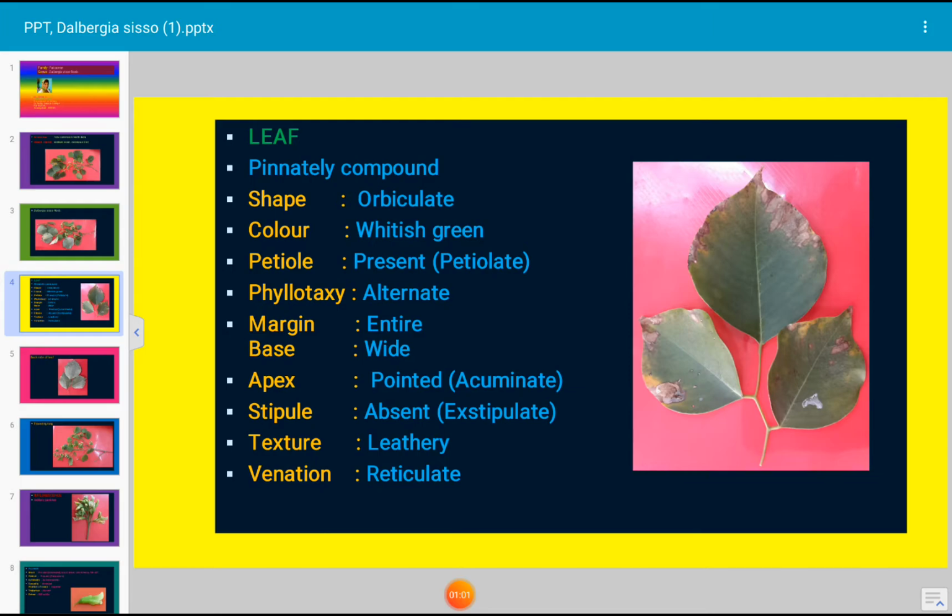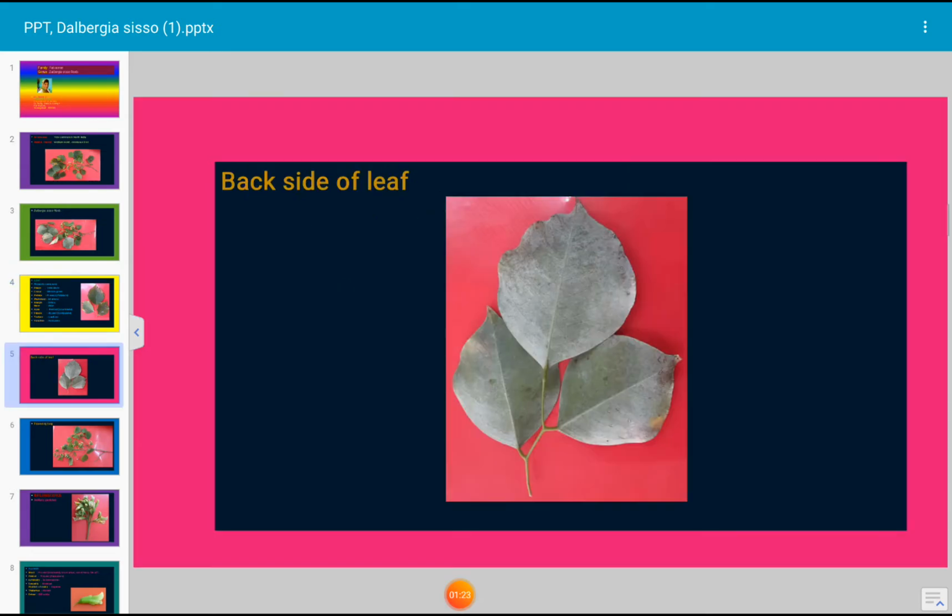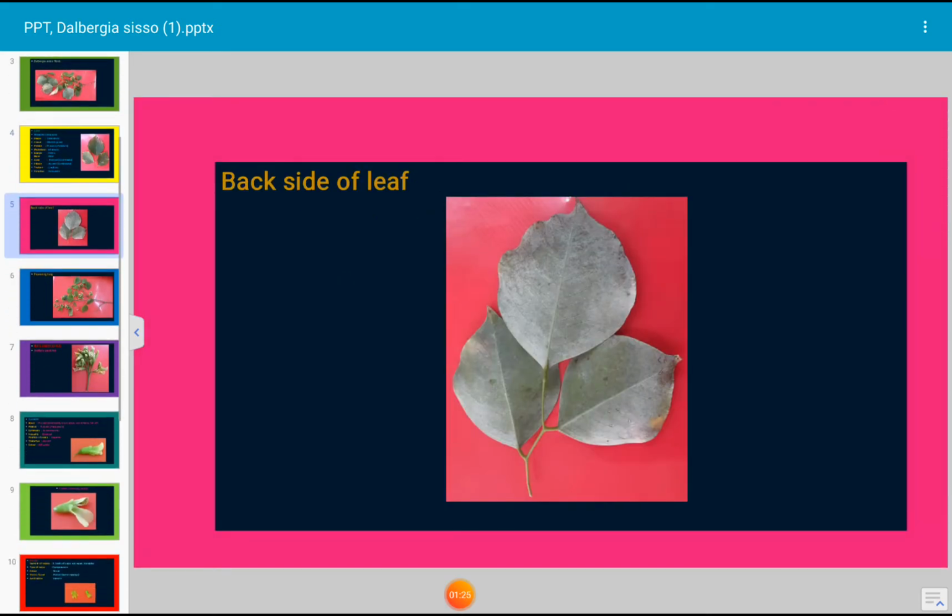And phyllotaxy, that means arrangement of the leaves. Arrangement of the leaflets is alternate. Margin of the leaflet is entire. Base of leaflet is wide. Apex is pointed, acuminate. Stipule is absent. Hence the leaf is described as exstipulate. Texture of the leaf is leathery. Venation is reticulate. Next, this is the back side of the leaf.